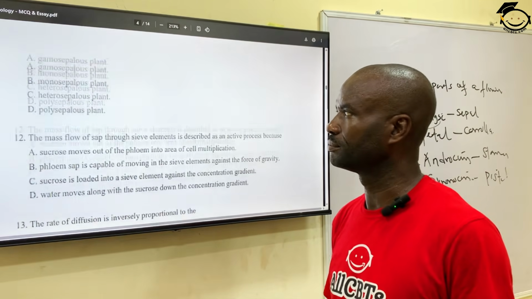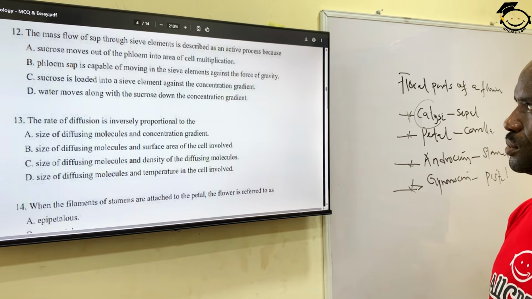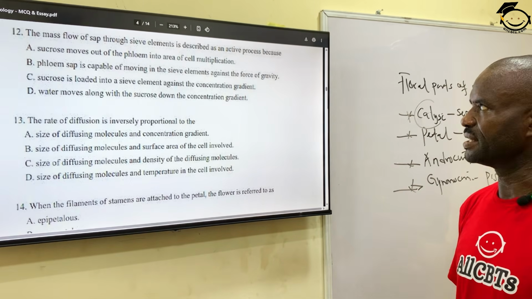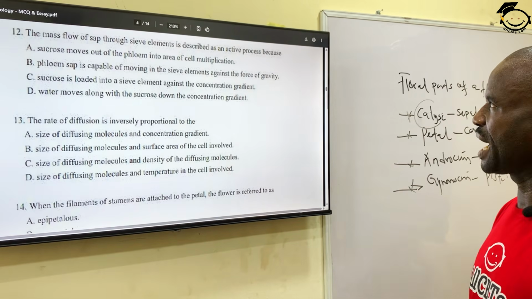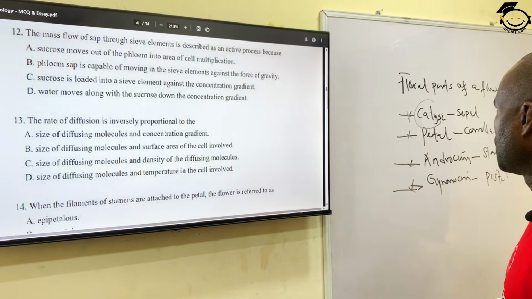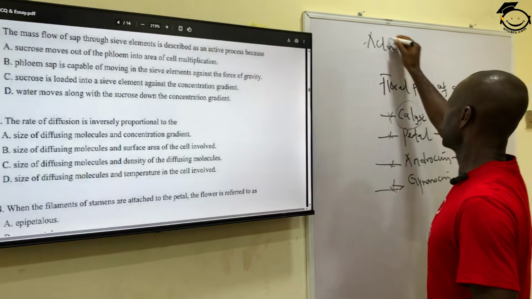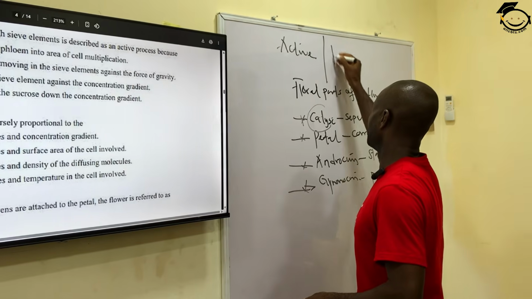Question 12. The mass flow of sap through sieve element is described as an active process because we have 2 types of processes. We have what's called active or passive process.